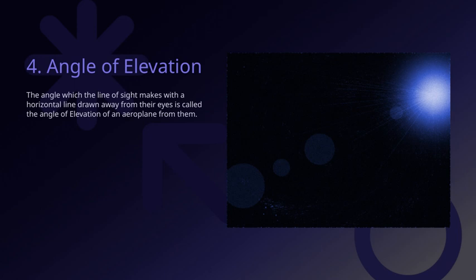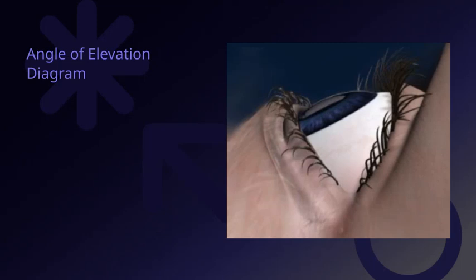This concept is crucial in fields like navigation, astronomy, and even in designing radar systems. By understanding this angle, we can make accurate measurements of the height or distance of objects that are above us. So, the angle of elevation essentially connects our perspective with the actual position of objects in the sky or at a distance. Let's take a closer look, the angle of elevation diagram.